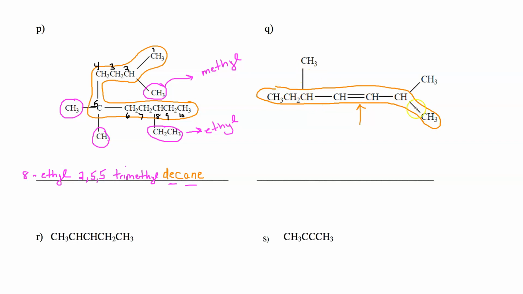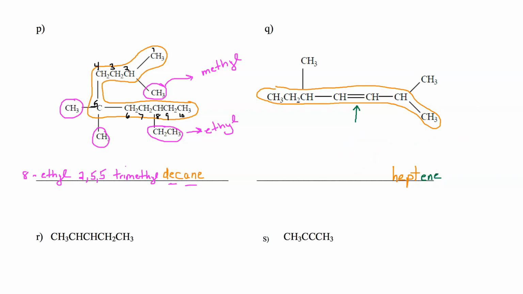Again, I could draw that one more way here, but it's not going to matter. All right, now I notice I have 1, 2, 3, 4, 5, 6, 7. So I have 7 in my longest continuous chain, my parent name. So this becomes a hept. Now I also notice that I've got a double bond here. And so no more is this ane from table Q. If you've got a double bond, that's an ene. Okay, so I've just found my ene.